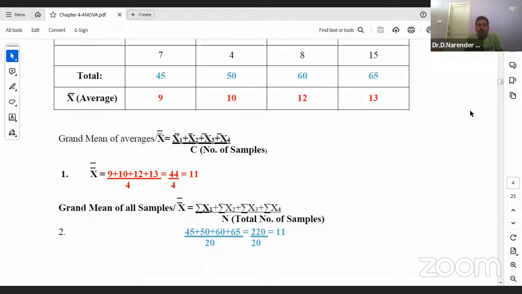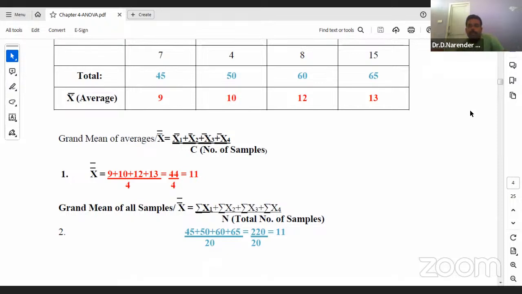Then grand mean of all samples. The first step we completed; then the second step is here: grand mean of all samples. X double bar is equal to sigma x1 plus sigma x2 plus sigma x3 plus sigma x4 divided by n. That is 45 plus 50 plus 60 plus 65 divided by 20. 220 divided by 20 is equal to 11.